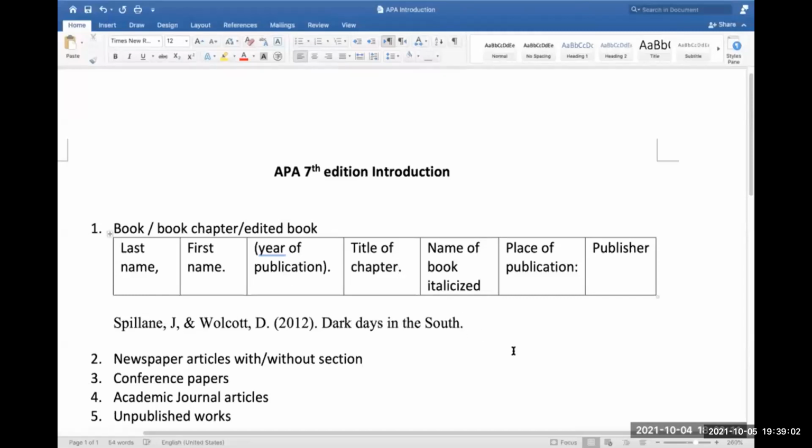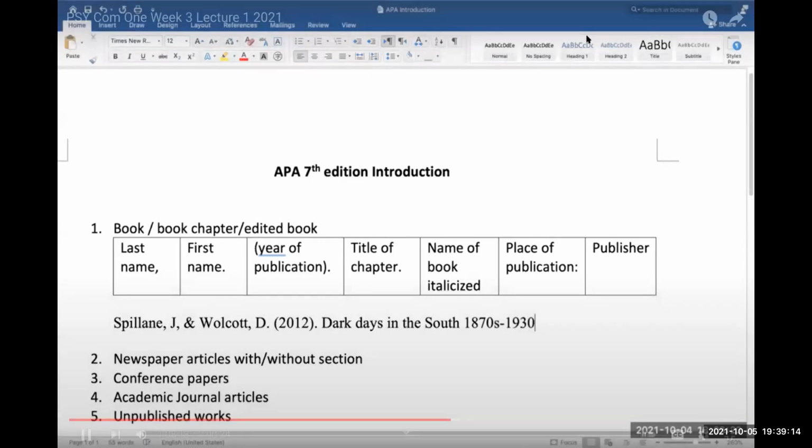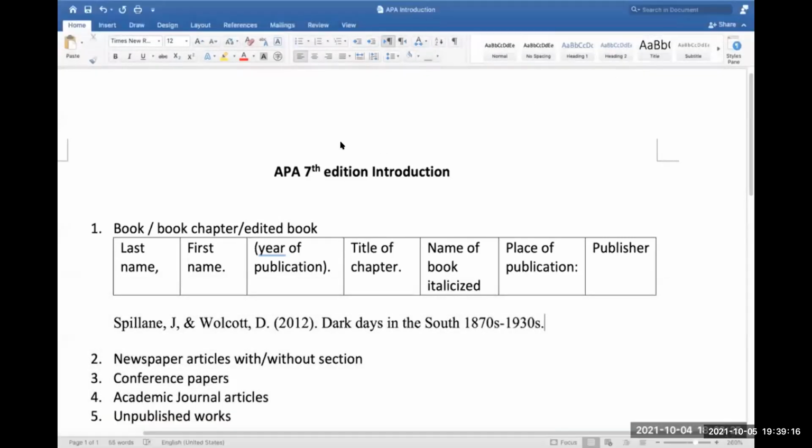We're gonna give it the year. 1870 to 1930s. Write down the same thing, full stop.